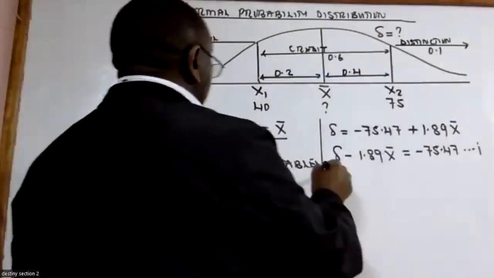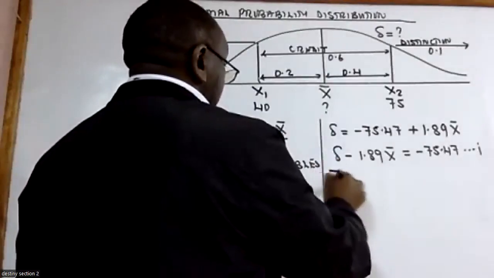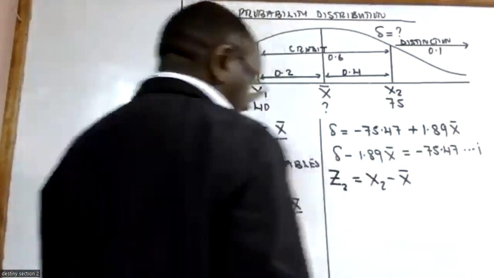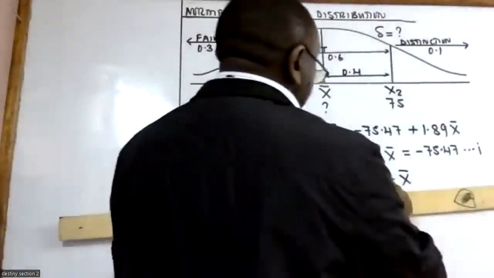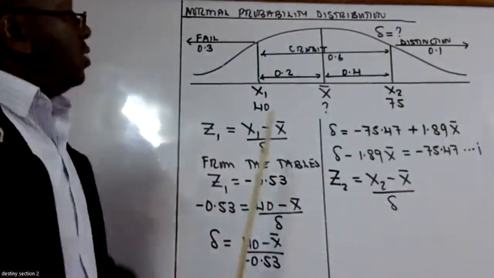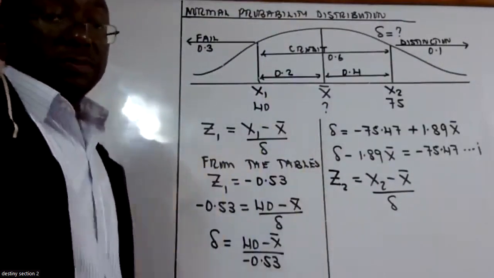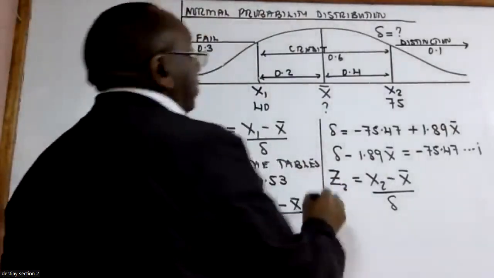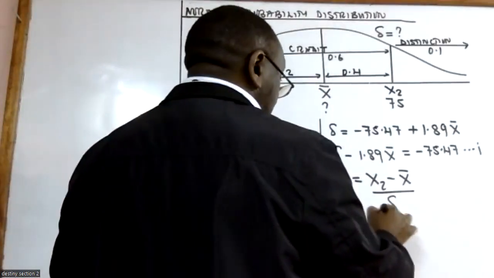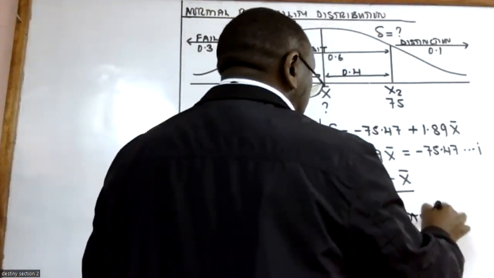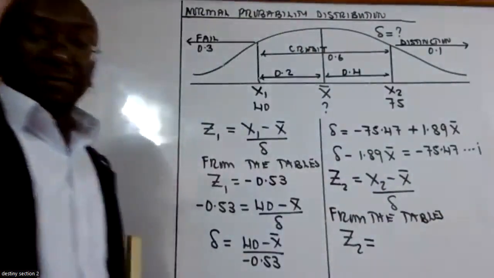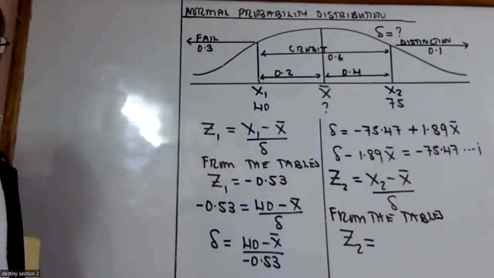When you call it equation number 1, let's do the same with Z2. So Z2 will be X2 minus X bar, you divide by standard deviation. Remember, we have 2 unknowns, so we must create 2 equations. So this now will be from the tables. From the tables, Z2, we already know it will be positive.